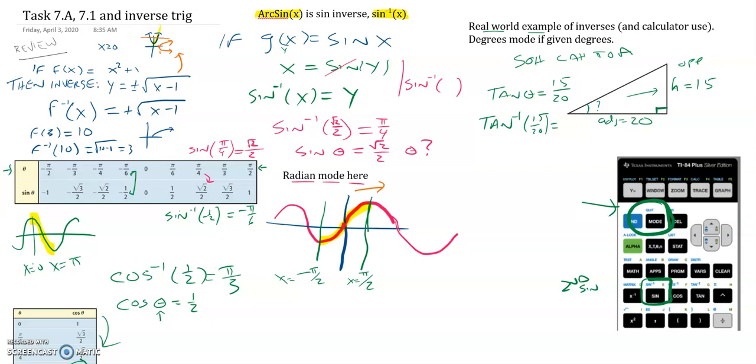Okay? I want you to try a problem and put it in the homework. What happens if you knew the hypotenuse was 25 and the adjacent was 15? What is this angle right here?